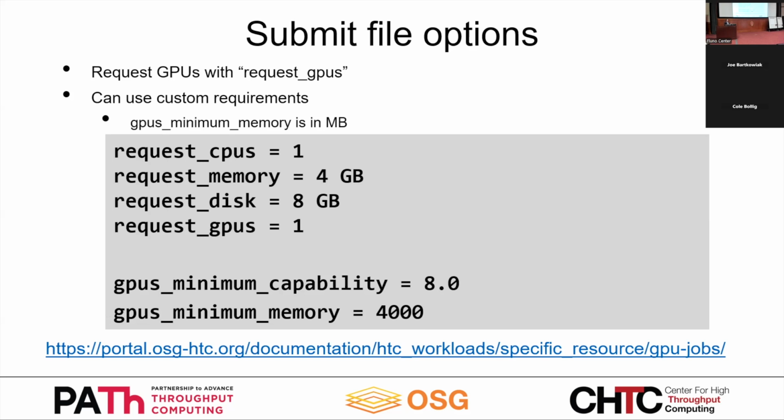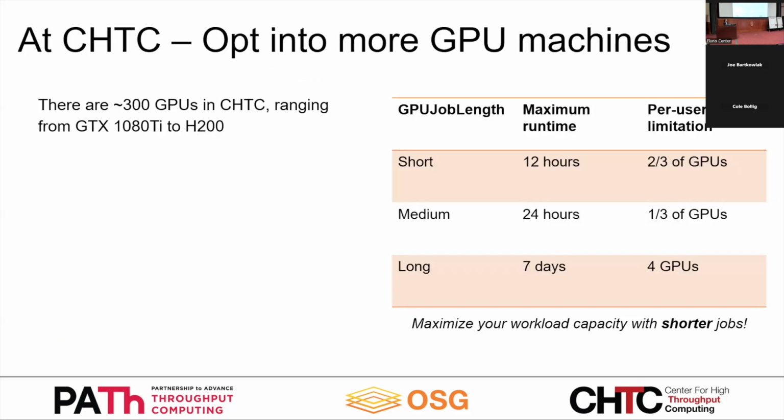Sidestepping into our local pool at CHTC, what we've implemented is this policy of job lengths for GPUs. So here we have a policy of short, medium, and long jobs for GPUs. And we've limited the users to a certain capacity depending on the job length. And this is really to encourage the users to think about the length of their jobs and how they are using the GPUs. So you can see that with short jobs, you can use up to 2/3 of the available GPUs in the pool. So we're encouraging users to have jobs that are short.